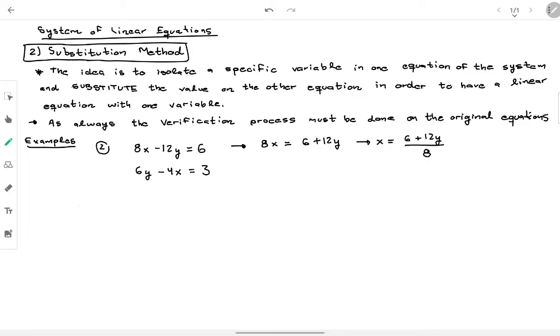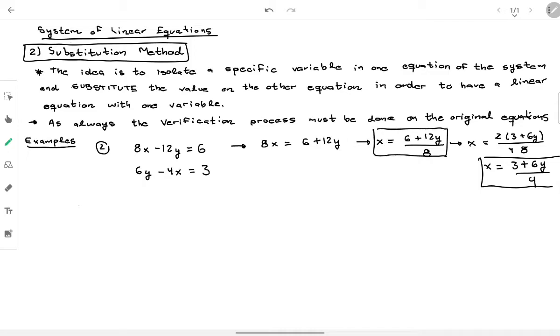Of course, maybe we can simplify the x, but actually if you use that one, you will also get the correct answer. But in this one, of course, we can simplify it. I will do it. X equals, on the top part, we can take a number 2, and it's going to be 2 multiplied by (3 plus 6y) divided by 8. So we can simplify this 2 and this 8, and it's going to be a 4. So x equals (3 plus 6y), all of it divided by 4. So we can use either this one or this one to substitute in the second equation.